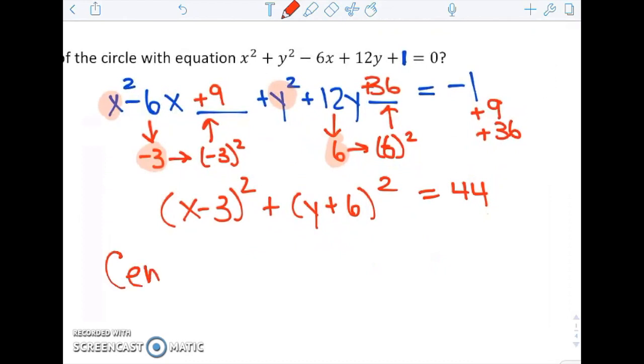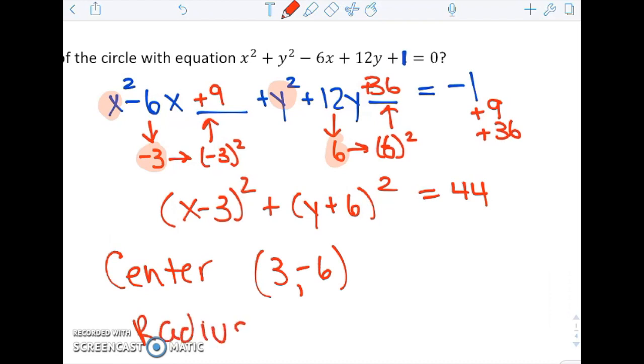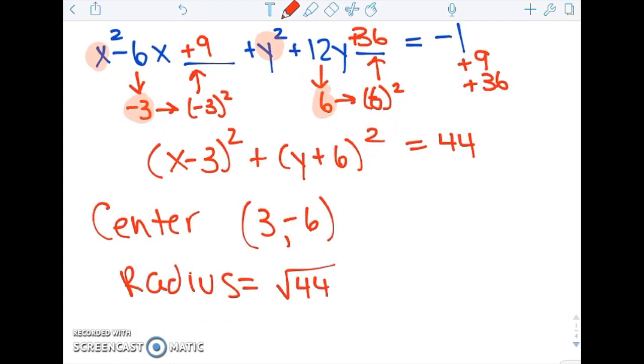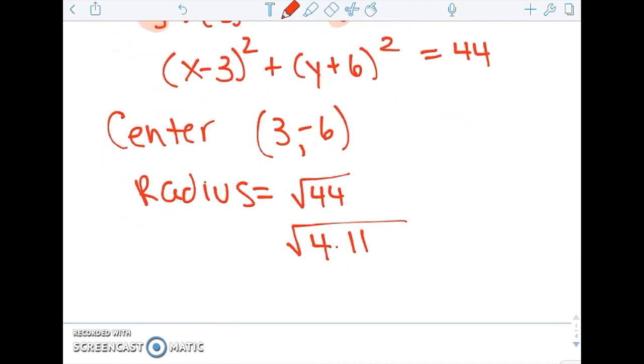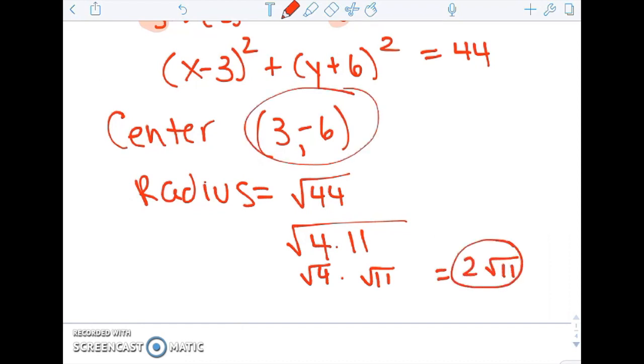So the center here would be at (3, -6), and the radius would be the square root of 44. And let's say they said to put that in simplest radical form. So I know that that is 4 times 11. So that's the square root of 4 times the square root of 11, which equals 2 radical 11. So that's my radius and that's my center.